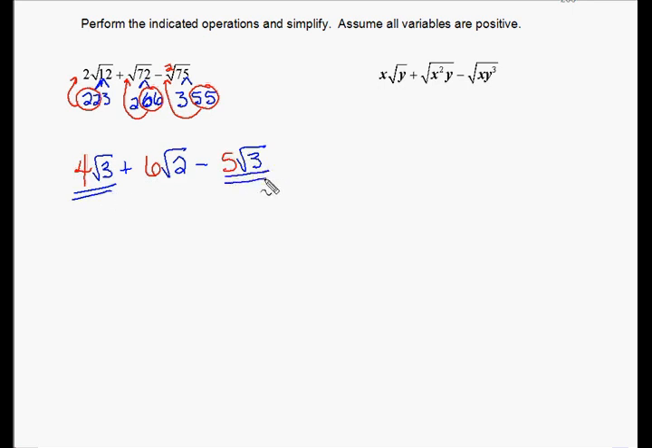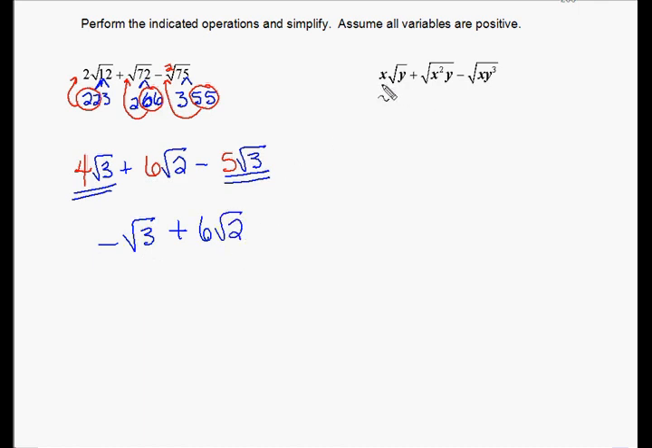So we do have some radicands that have the same radicands, and the indexes are the same, so we should be able to combine these together. A positive 4 square roots of 3 minus 5 square roots of 3 is a negative square root of 3, and we also still have 6 square roots of 2.